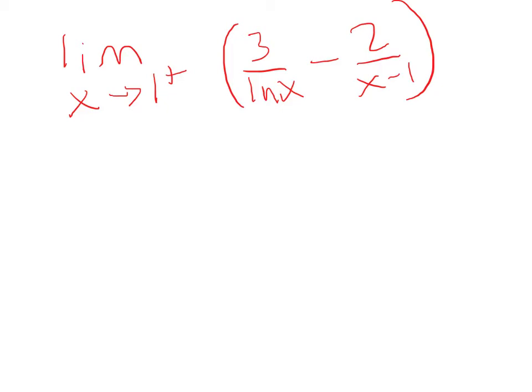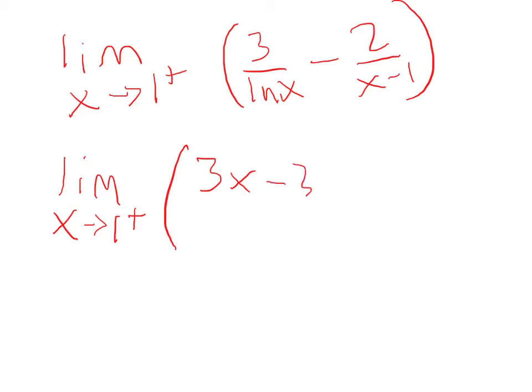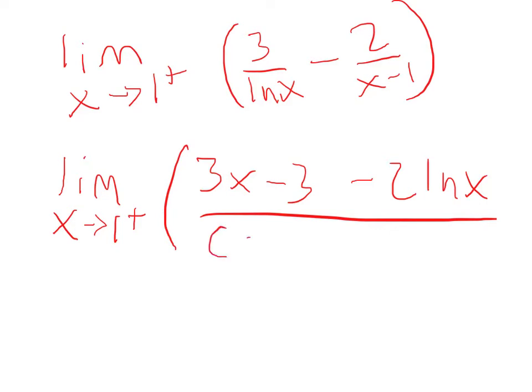The first thing you want to do is only get one fraction, so we're going to combine the two by cross multiplying. So we're going to rewrite this as the limit as x approaches 1 from the right again of 3 times x minus 1. So that's just really 3x minus 3 minus 2 times the natural log of x, all over the bottom multiplied, so x minus 1 times the natural log of x. And we just combine those using cross multiplying.